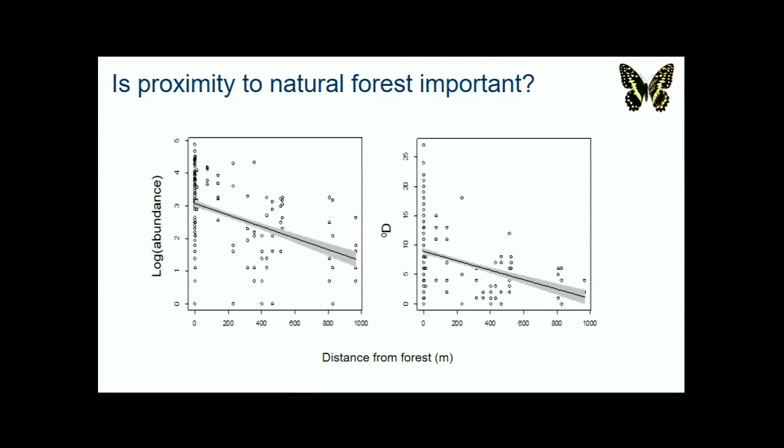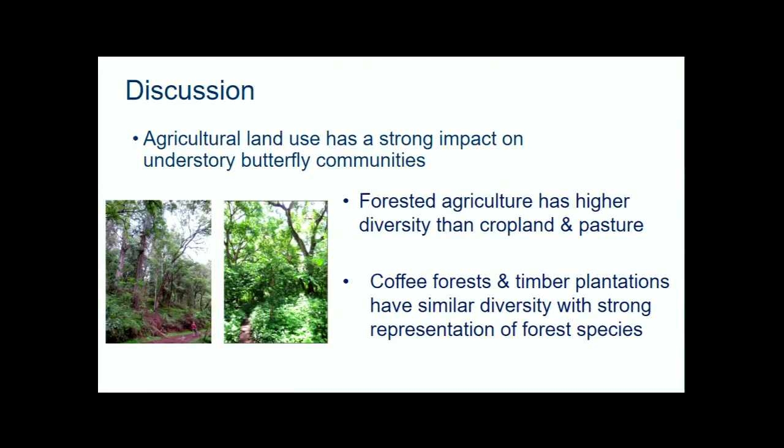The last thing that we heard in Sarah's talk, the importance of dispersal. Even though we were finding relatively high diversity within these modified landscapes, there was a negative correlation with distance from the natural forest. So here we've got log abundance and species richness, so diversity to the order of Q equals zero, and both of them have this negative correlation with distance from the forest. So there's something going on there.